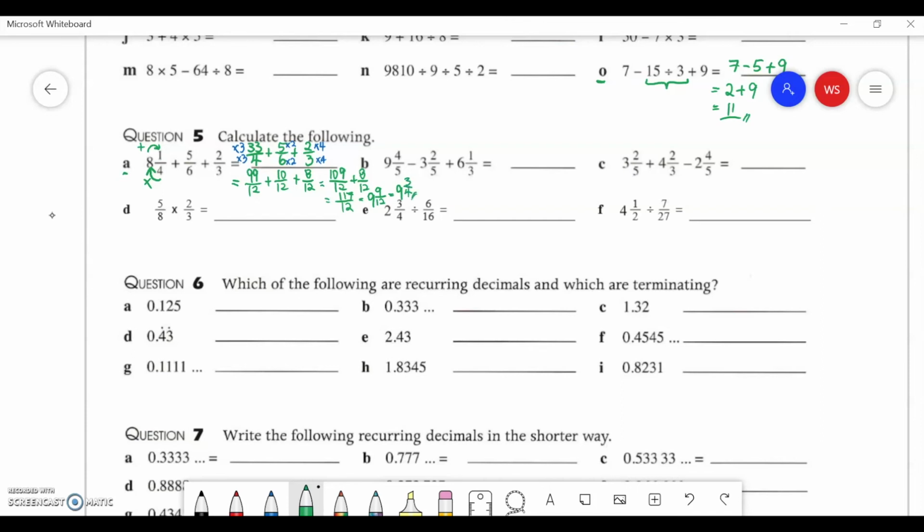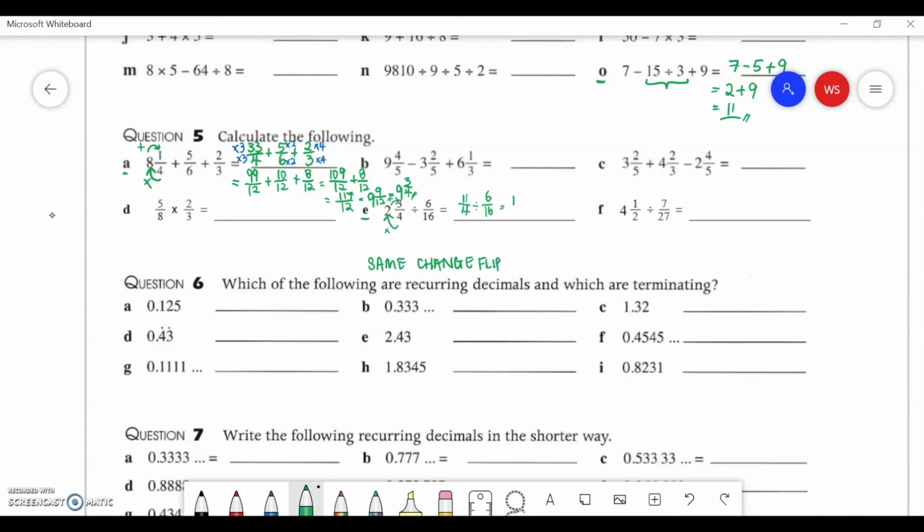Right, just as a recap with question 5e, so that is 2 3/4 divided by 6 over 16. So always remembering, whenever you perform any operations with your fractions, you do need to make sure that this is an improper fraction first before you carry out your operation. So 4 times 2 gives you 8. 8 plus 3 gives you 11. So 11 over 4 divided by 6 over 16. As you recall your division of fractions, remembering same, change, flip.